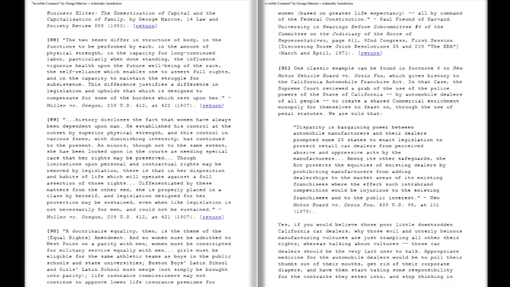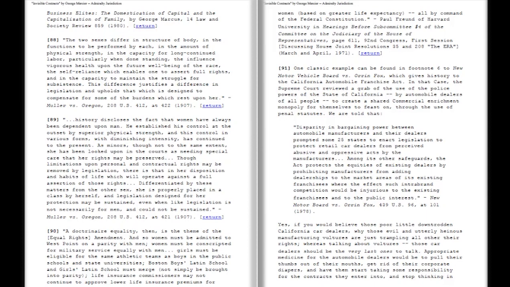90. A doctrinaire equality, then, is the theme of the Equal Rights Amendment. And so women must be admitted to West Point on a parity with men, women must be conscripted for military service equally with men, girls must be eligible for the same athletic teams as boys in the public schools and state universities. Boston Boys Latin School and Girls Latin School must merge, not simply be brought into parity. Life insurance commissioners may not continue to approve lower life insurance premiums for women, based on greater life expectancy, all by command of the federal Constitution. Paul Freund of Harvard University, in hearings before Subcommittee Number 4 of the Committee on the Judiciary of the House of Representatives, page 611, 92nd Congress, first session, discussing House Joint Resolutions 35 and 208, the ERA, March and April, 1971.